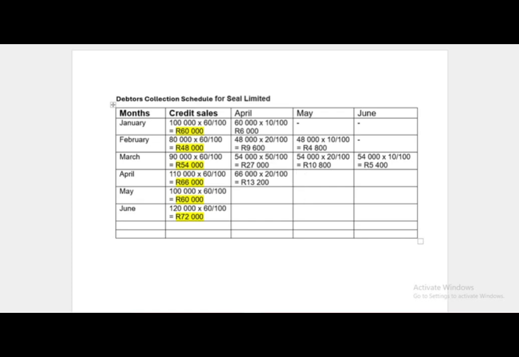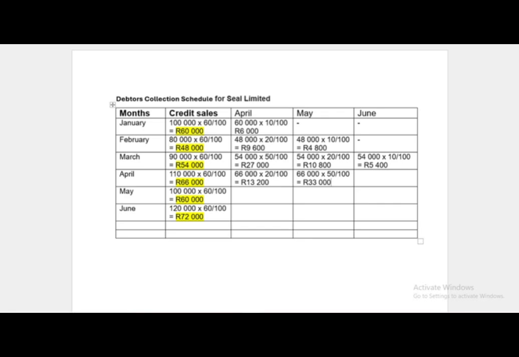We need to collect 50% in the month of May for April. So we multiply by 50 divided by 100%. How much are you collecting right there? Let's do the calculation quickly. It's going to be 66,000 multiplied by 50 out of 100. So you are collecting 33,000 in the month of May for April. I don't know if that makes sense right there.